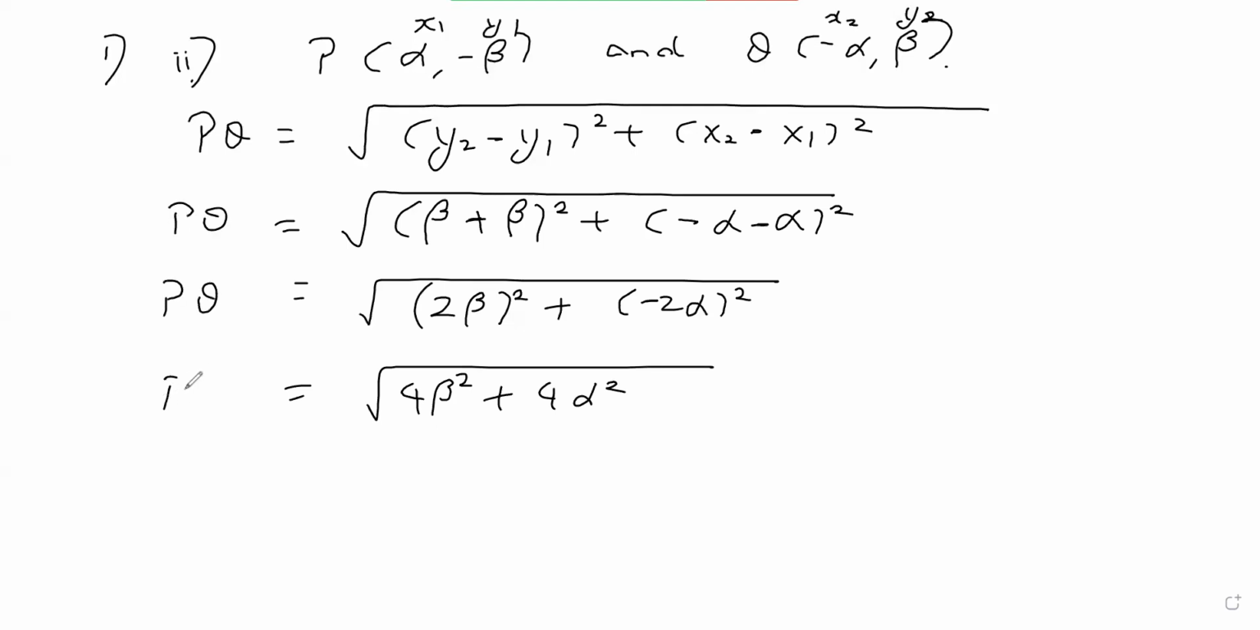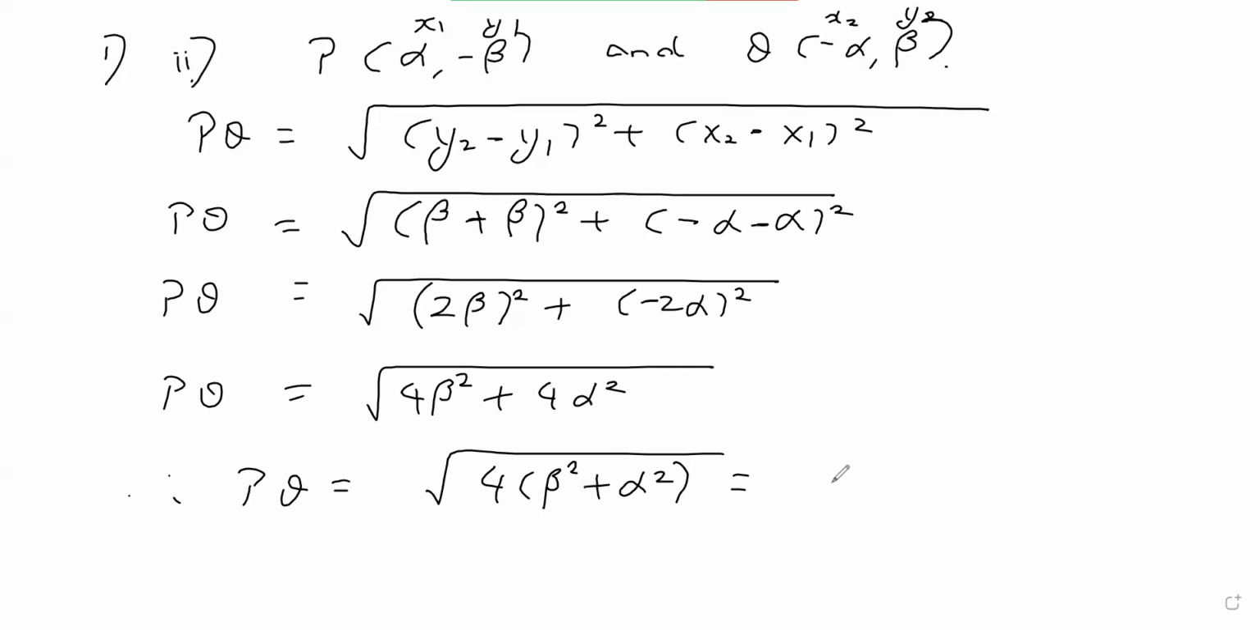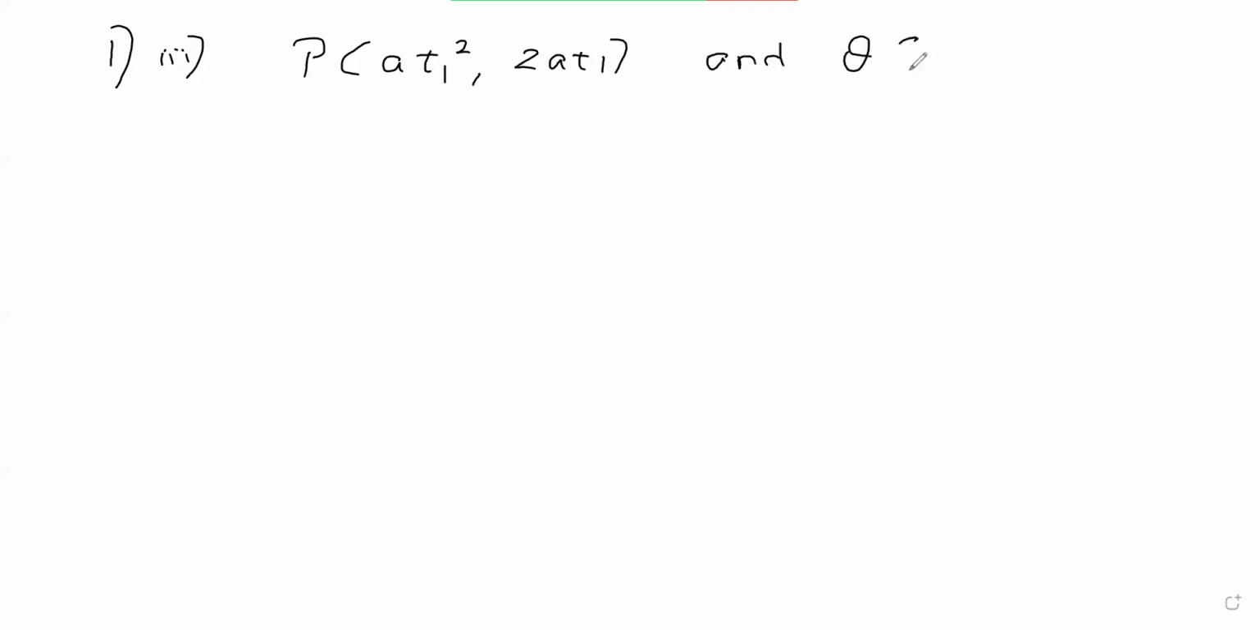If I solve this up further, I can take 4 common. In the bracket, I can write beta square plus alpha square. 4 comes outside, becomes 2. So 2 times the square root of alpha square plus beta square. This is my answer for question 1, part 2. Let's look at another part, the last part of this question, question 1, part 3. Again, we are given 2 points, a t1 square, 2a t1. This is my coordinates of point P. And Q, the coordinates of which are a t2 square, 2a t2.